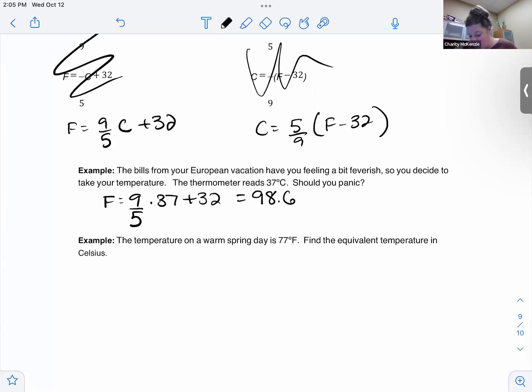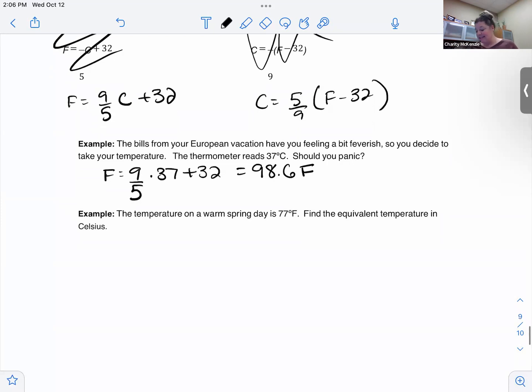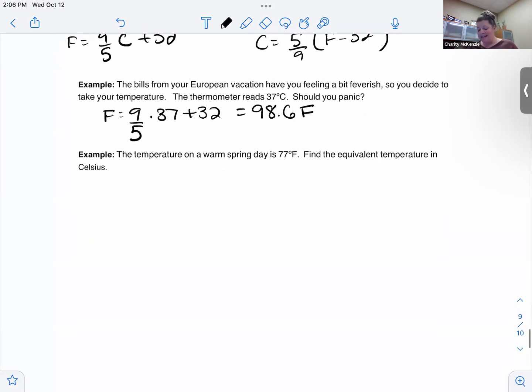Are you going to die? This is now in Fahrenheit. No, you're exactly what your temperature should be. Our body temperature in Celsius is around 37 degrees. The temperature on a warm spring day is 77. What is the temperature in Celsius?